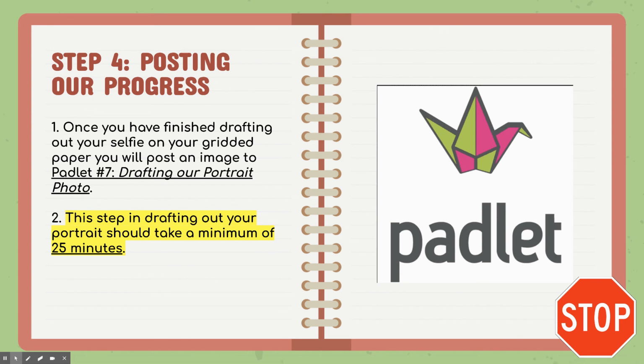This step in drafting out your portrait should take a minimum of 25 minutes. So please don't post a Padlet 7 that took maybe 5 minutes to do. I really want you to take your time on this before posting your progress shot. This is in no means a final piece of artwork. This is just showing me where you're at, but I am specifically looking for, did you start to draft out the big or large shapes of your photo and of your face and your shoulders for your Padlet?